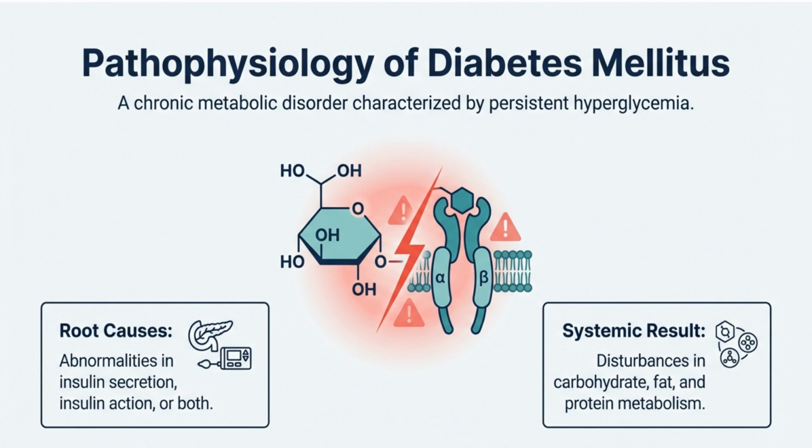Welcome to this video on the pathophysiology of diabetes mellitus. Diabetes is a chronic metabolic disorder characterized by persistent hyperglycemia. It results from abnormalities in insulin secretion, insulin action, or both, leading to disturbances in carbohydrate, fat, and protein metabolism.